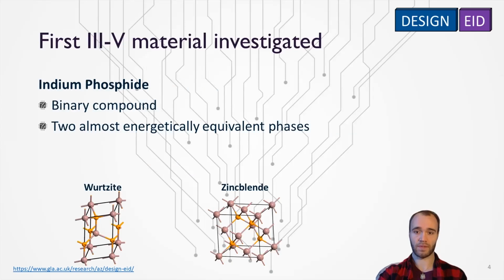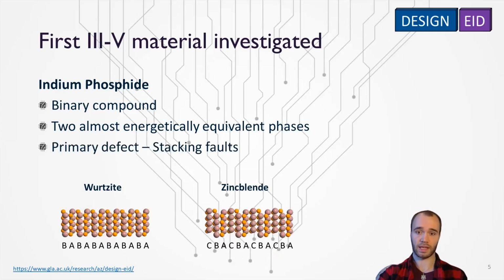So, I've started out by investigating indium phosphide because it's a binary III-V compound, so it's simple to simulate. Indium phosphide has two key phases that are almost energetically equivalent. Zinc-blende, which is like the diamond structure for binary compounds, and wurtzite, which is a hexagonal lattice. Zinc-blende is the bulk ground state, but the phases are close enough in energy that wurtzite can randomly occur in growth. This is seen in the ground structure as a stacking fault, since the primary difference between the two phases is the difference in the stacking. So this kind of defect would be a missing C layer in the zinc-blende stacking, for example.